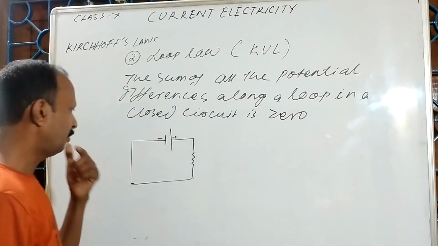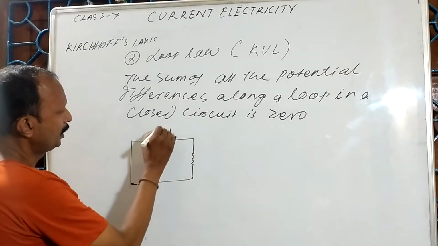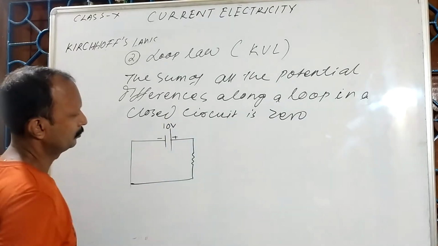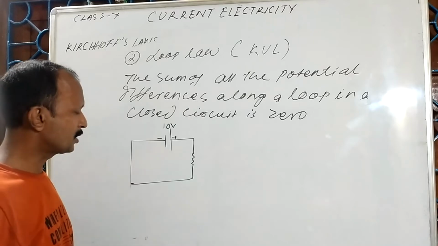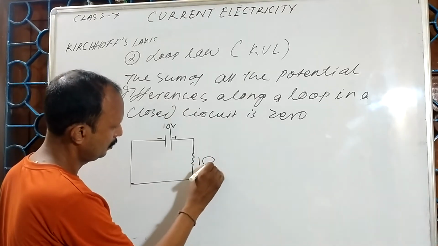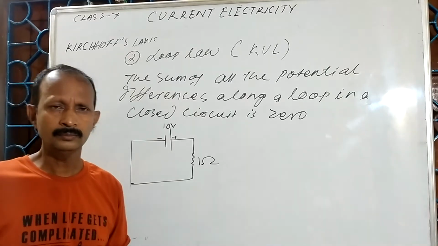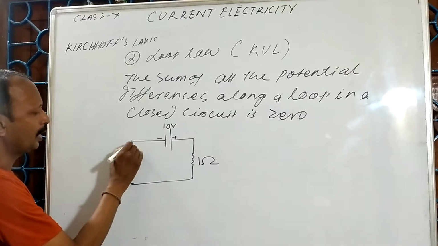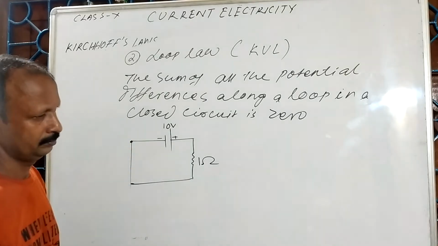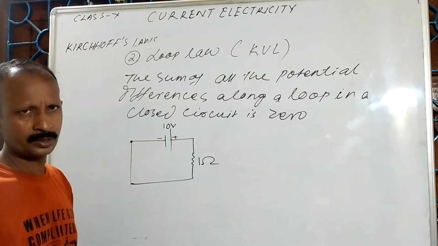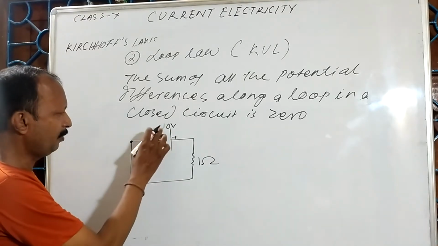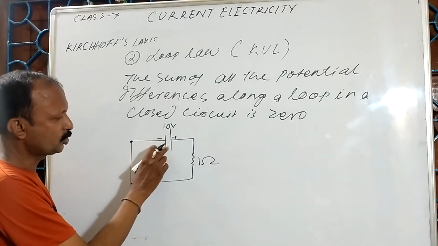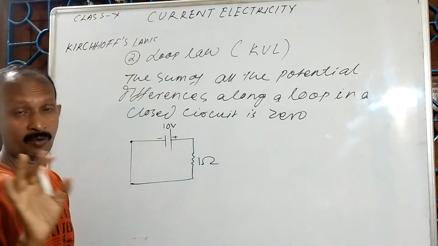Now let us see, for example, here the potential difference is 10 volt. Here the resistance is 1 ohm. Potential difference 10 volt, in the sense, the difference between these two ends is 10 volt.